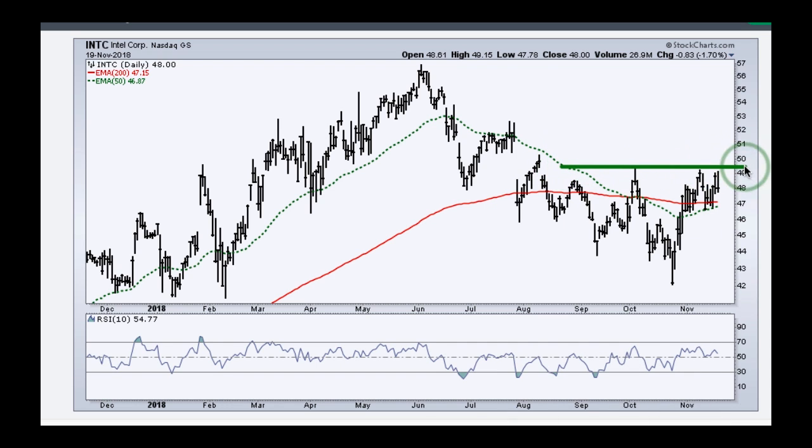And you've got a resistance level there at 50. The 50-day EMA is turning up, might be about to cross the 200-day. So what it kind of looks like is maybe you have a consolidation working here, and if you get a breakout there, that might be bullish for Intel. But I think the bottom line is it's holding up really well over the past 4 weeks or so.